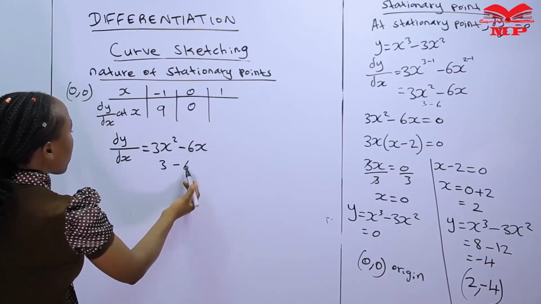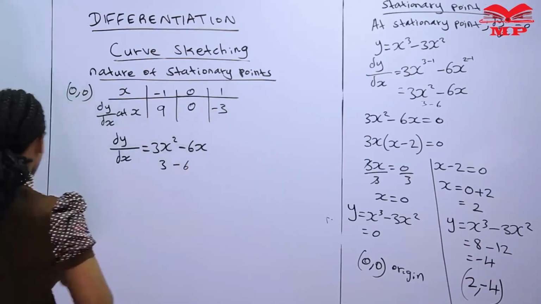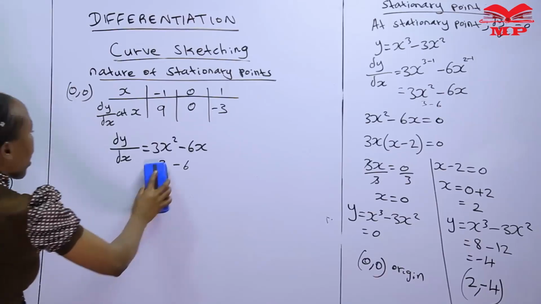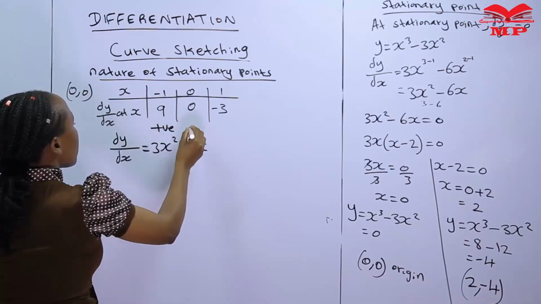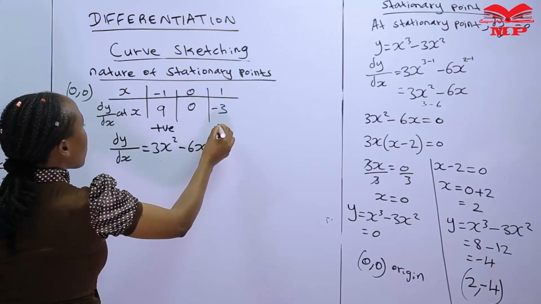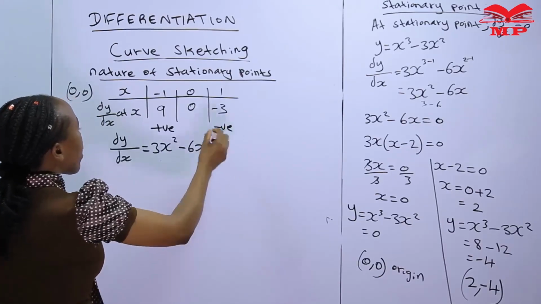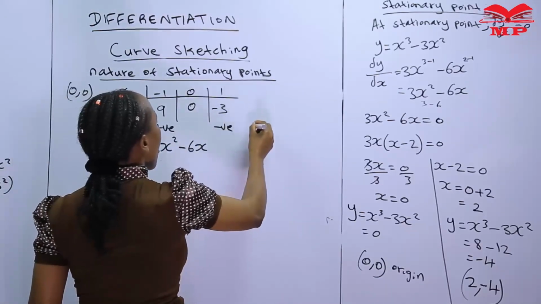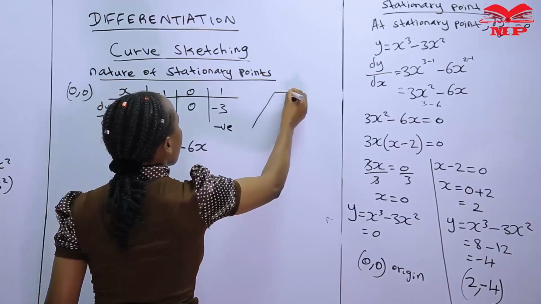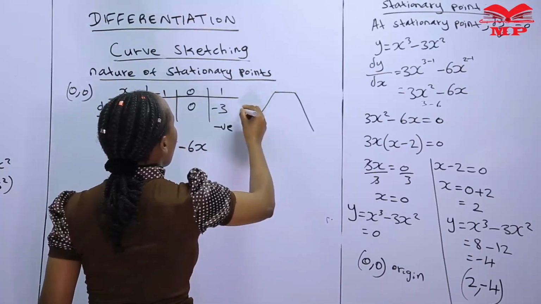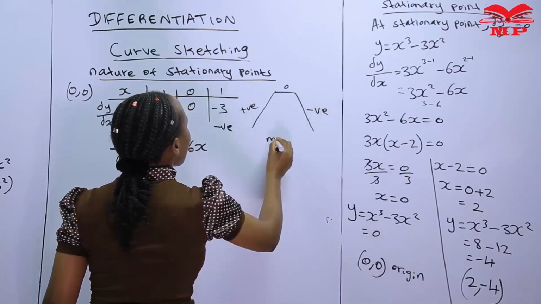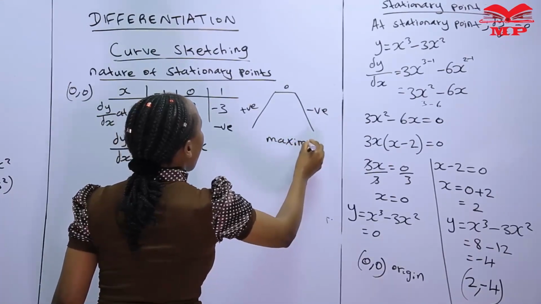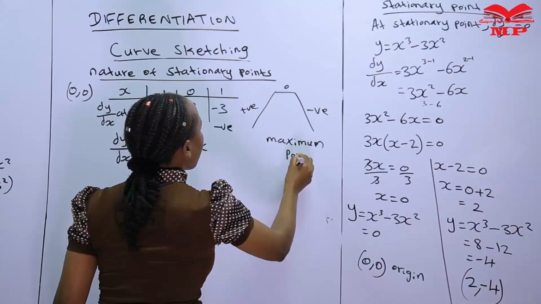So we have 3 minus 6, which is negative 3. And therefore, we have positive gradient, 0, and then we have negative. And therefore, we have it this way: positive, 0, negative. Positive, 0, negative. And therefore, this point is a maximum point.